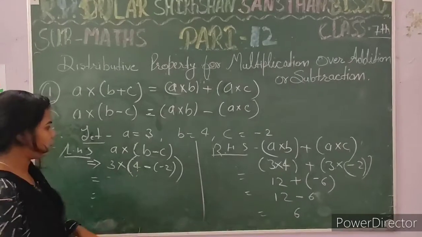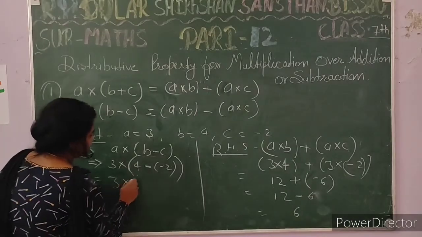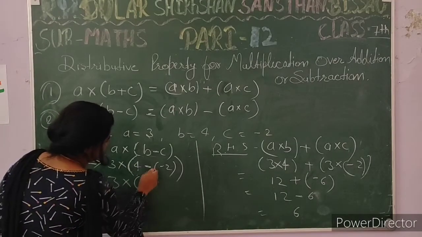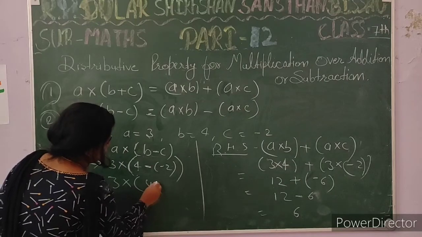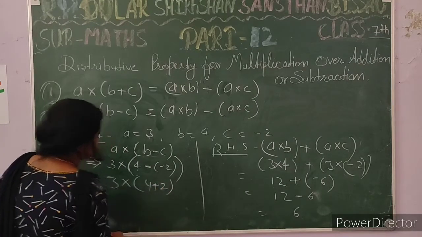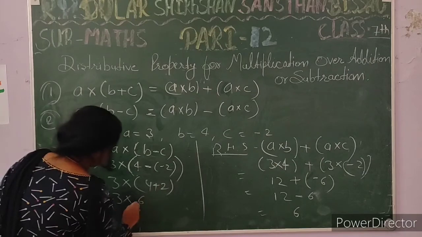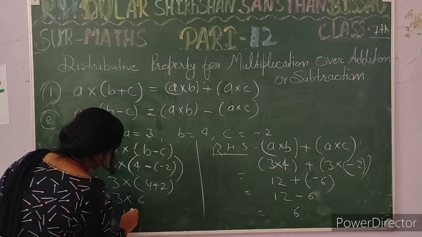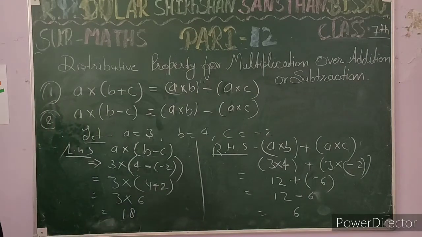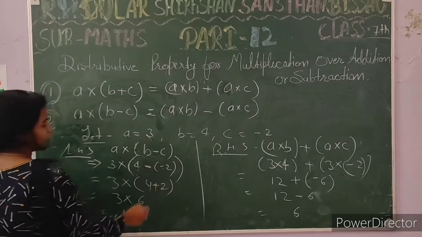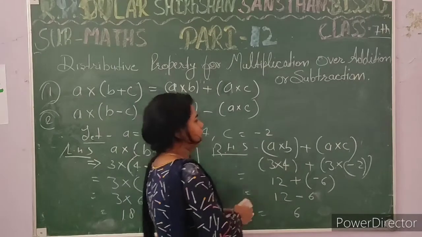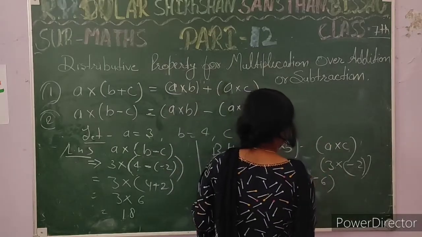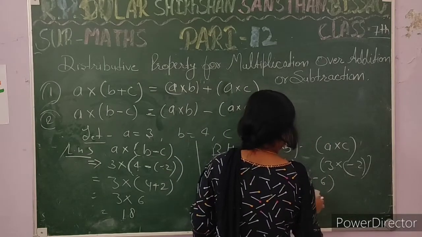On the LHS, 3 into 4 minus minus 2. First of all we solve the brackets: minus minus becomes plus, then 3 into 6 is equal to 18. Students, look carefully, minus minus becomes plus.